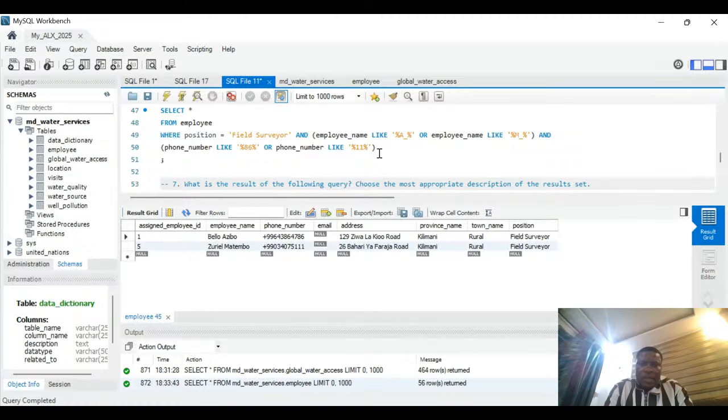So I believe I have captured this explanation over here already. I have captured this one already. So please take note of this before we go to question number 7.